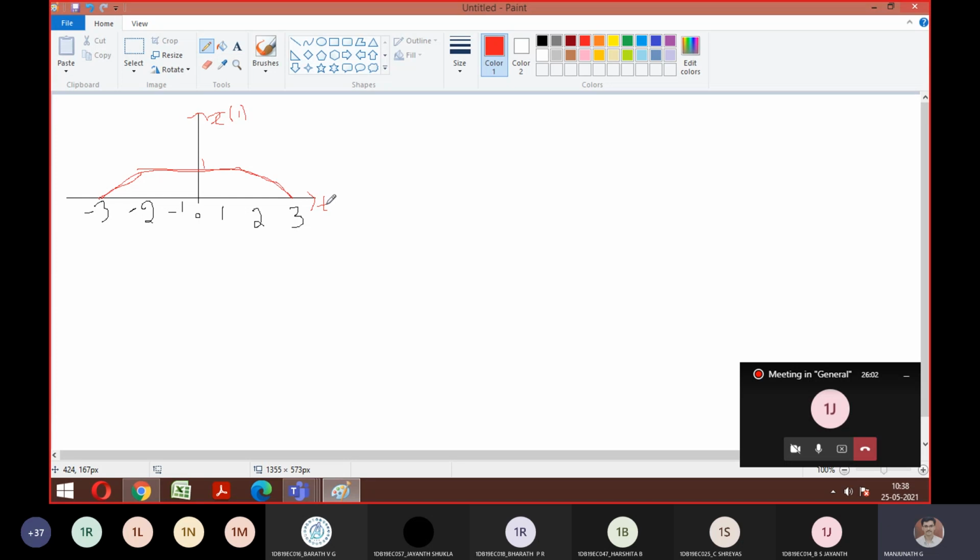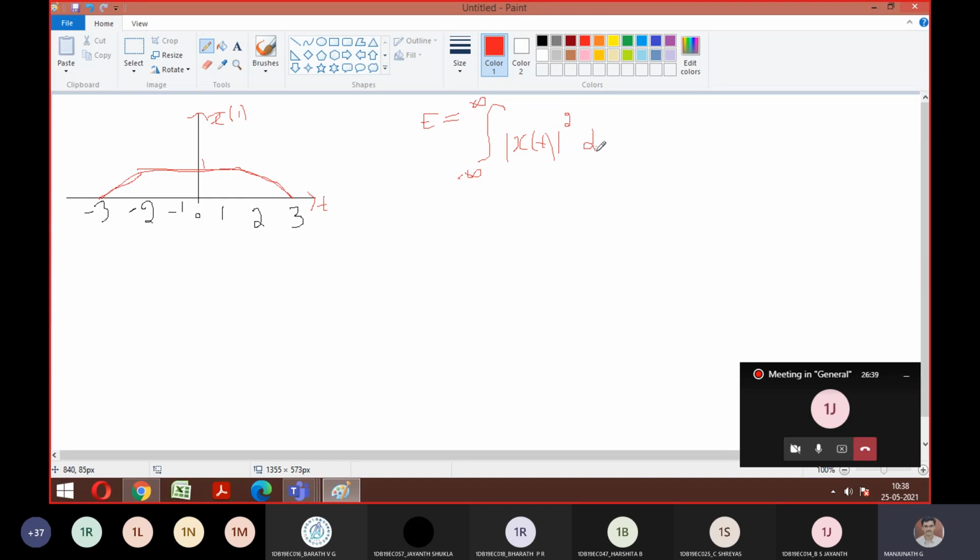Whenever you find such a problem, what is the thing you're supposed to do? What is the formula for energy? At least you remember that. Can anyone tell me? Integral from minus infinity to plus infinity, good, of the magnitude of x of t, the whole square, into dt. So this is the formula.